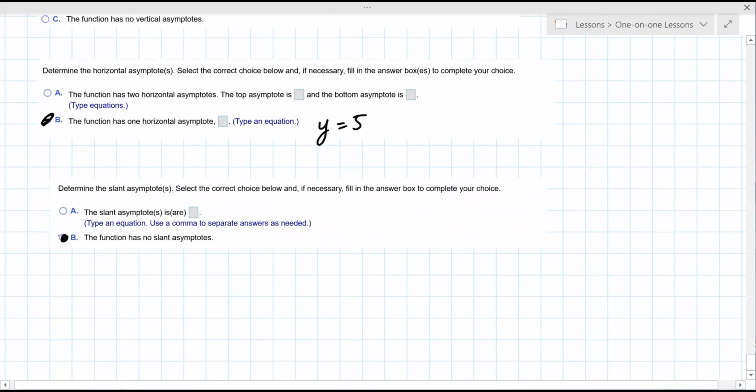So there's no slant asymptotes. That would be if it went like, sometimes you see these graphs that kind of go like this, but this one doesn't have any. Just sharp. Yep.